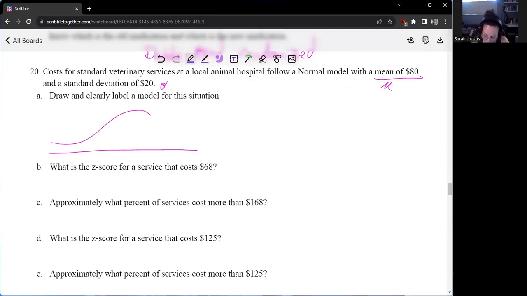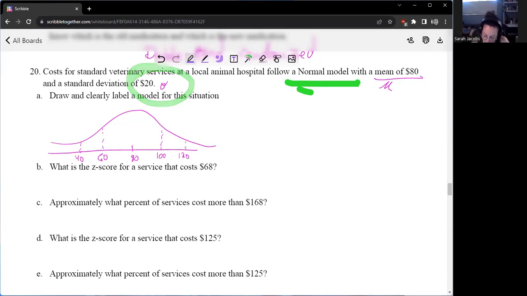Here's our normal curve. Should have given myself a little more room. 80 is going to be right here in the middle. And then at our first inflection point, we're going to have 20 above, which is 100, and 20 below, which is 60. And then go a little farther, and 40. So I'm going by 20 because that's our standard deviation.